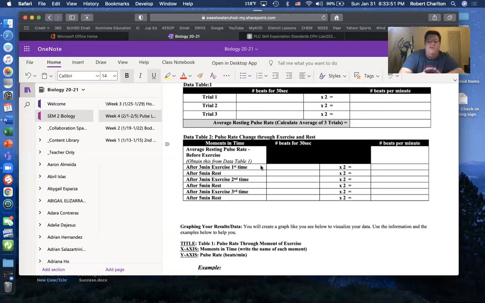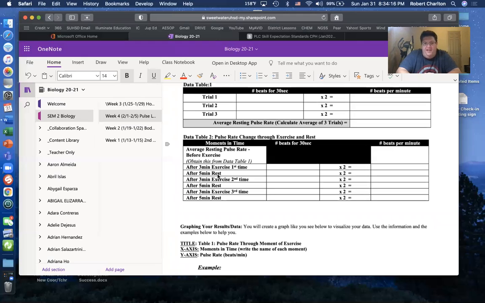When the timer goes off, put the timer again on 30 seconds and then measure yourself. How many beats? And it's going to be like 1, 2, 3, 4, 5, okay? And then when the timer goes to 0 after 30 seconds, write that number down right here, okay? Then you're going to rest for 5 minutes. So you put your timer on 5 minutes and you just sit and chill. Look at your phone if you want to, just relax, 5 minutes, resting, okay?